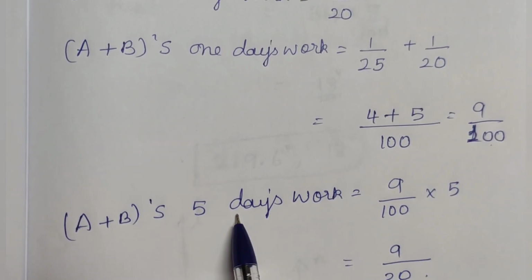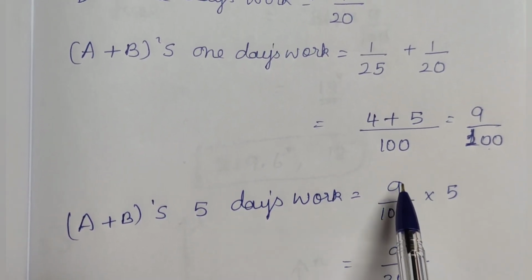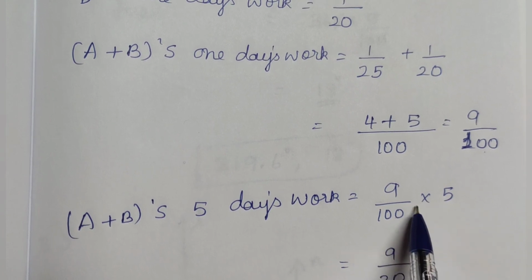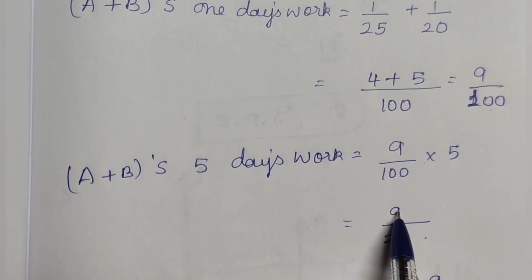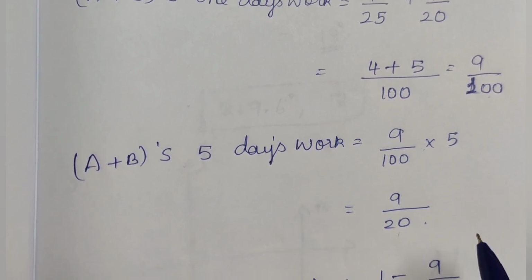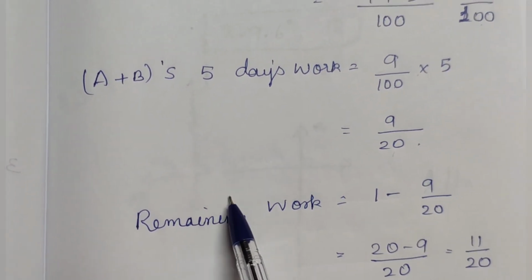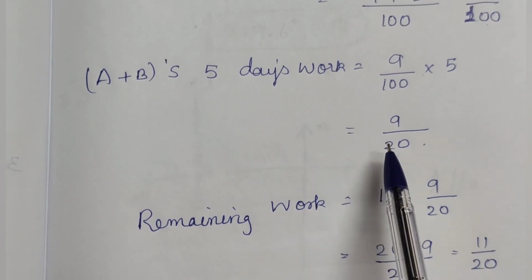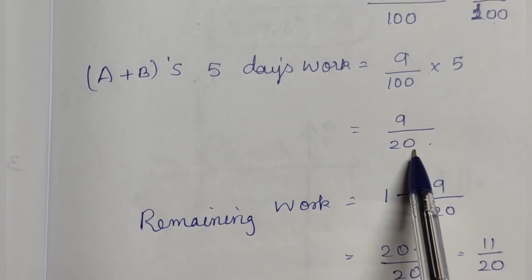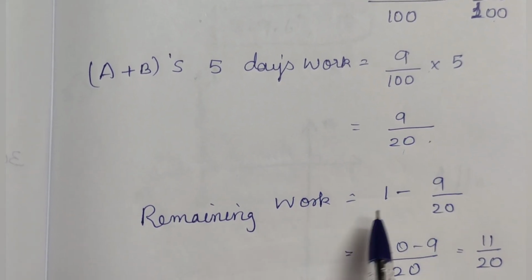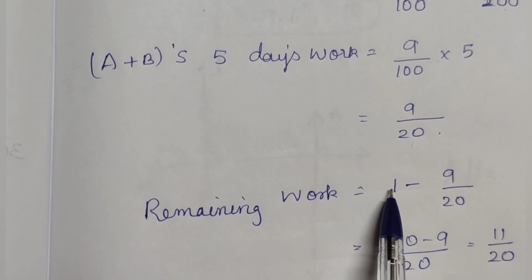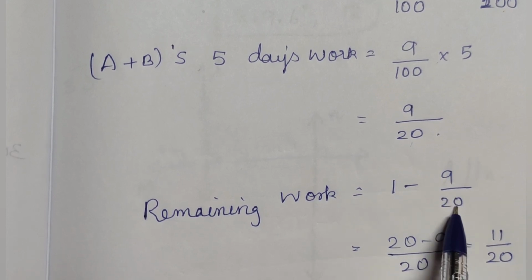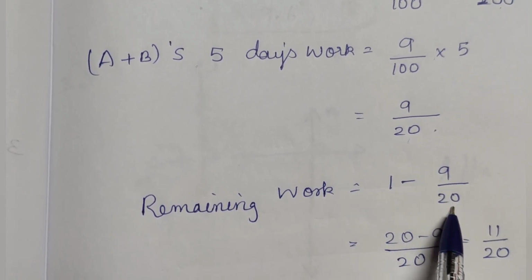A plus B's 5 days' work. In 1 day they can finish 9 out of 100, into 5. 5 goes in 100 20 times. So A and B's 5 days' work is 9 by 20. Therefore, the remaining work: in 5 days, A and B have finished 9 by 20 of the work. So the remaining work is, let the total work be 1, 1 minus 9 by 20, which A and B together have completed in 5 days.